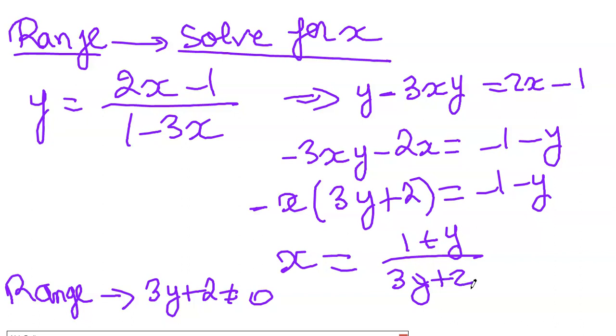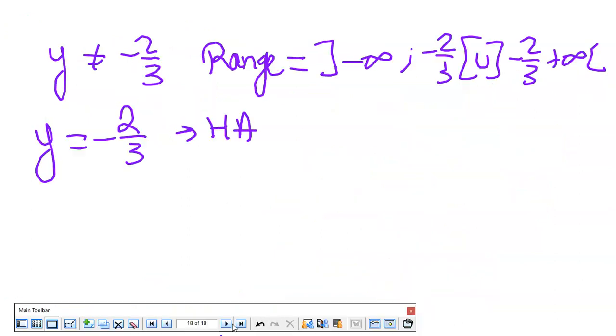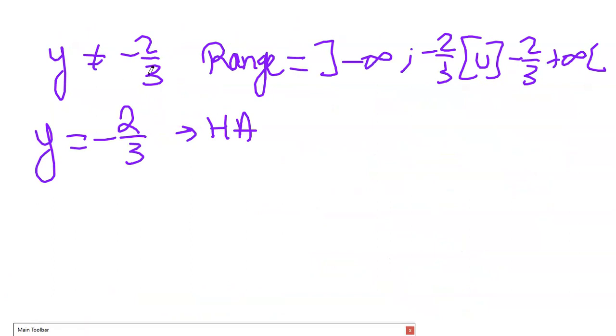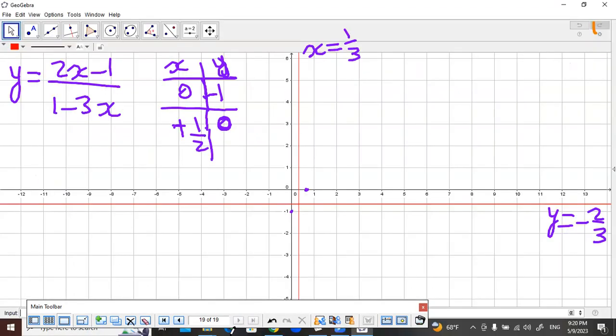So how are we going to find the range? We're going to set the denominator in terms of y not equal to 0. So 3y plus 1 not equal to 0 gives me y not equal to minus 1 over 3. So what is my range? It's minus infinity, minus 1 over 3, union minus 1 over 3, plus infinity. And then I have now my horizontal asymptote is y equal to minus 1 over 3. How are we going to draw it? I draw the vertical, the horizontal, then take points to graph it.